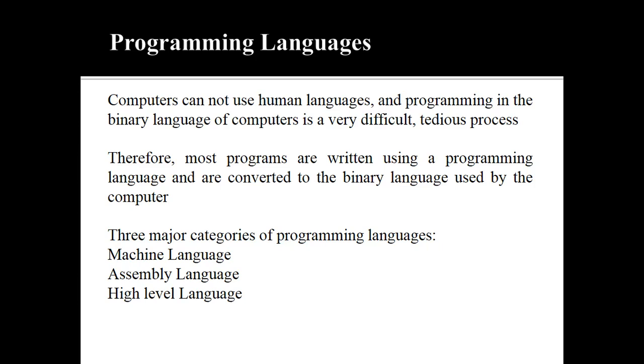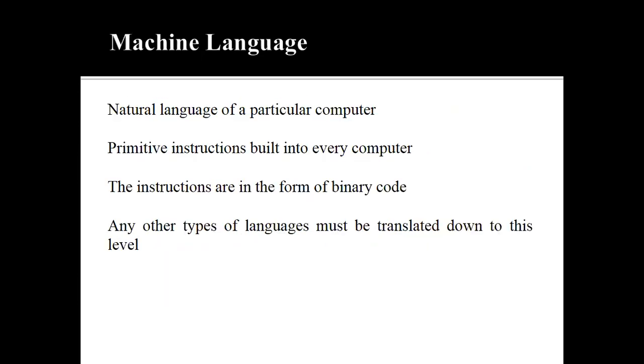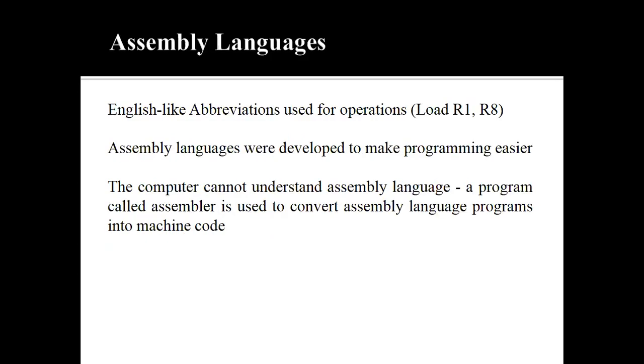We already discussed these in detail in our previous lecture, so here we just have a quick look at all of them. Machine language is the natural language of a particular computer, the primitive instructions built into every computer. The instructions are in the form of binary code, as we already discussed, and any other type of language must be translated down to this language.